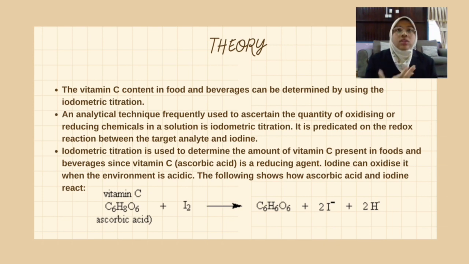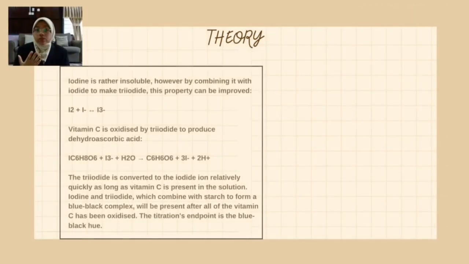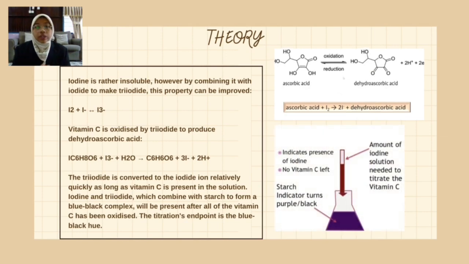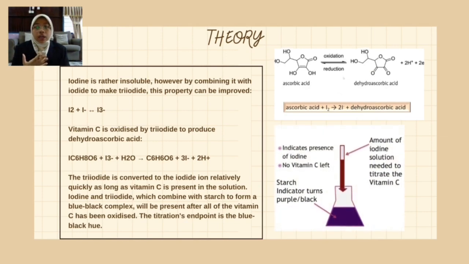So, how does the ascorbic acid or vitamin C work with iodine? Vitamin C present in foods and beverages is a reducing agent. Iodine can oxidize it when the environment is acidic. This is how ascorbic acid and iodine react. So we have ascorbic acid plus iodine, and we will get dehydroascorbic acid plus 2 iodide and 2 hydrogen. As you can see in the first picture, ascorbic acid will turn to dehydroascorbic acid by oxidation reaction.